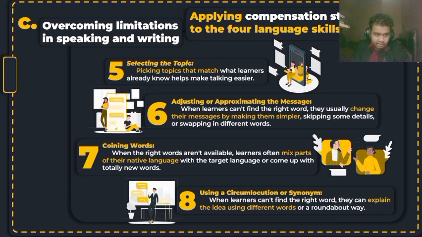And for the last one, using a circumlocution or synonym. When learners can't find the right word, they can explain the idea by using different words or a roundabout way. Learners can also choose a similar word that fits, as this usually means giving a description or using related terms to get their point across.